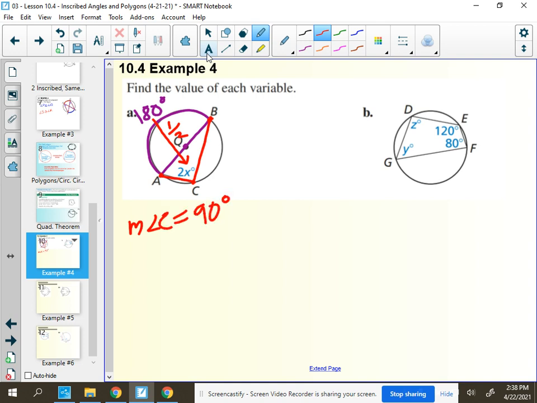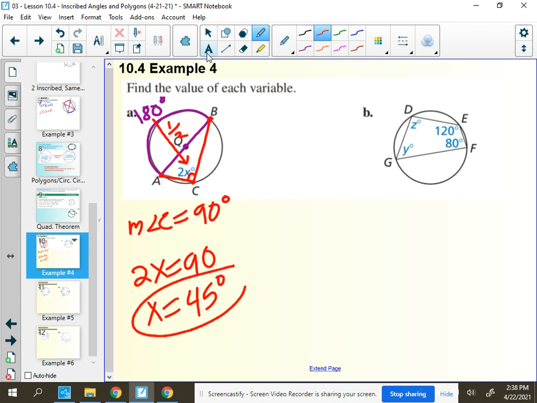So the finish: once I know that's a right angle, 2x would have to equal 90 degrees, and that ends up being a nice finish. Just divide both sides by 2 to get 45 degrees. So that one's maybe a little bit tougher as far as seeing all that stuff.